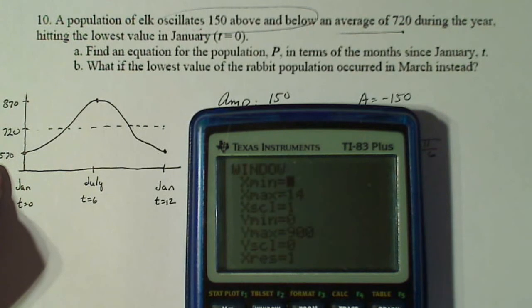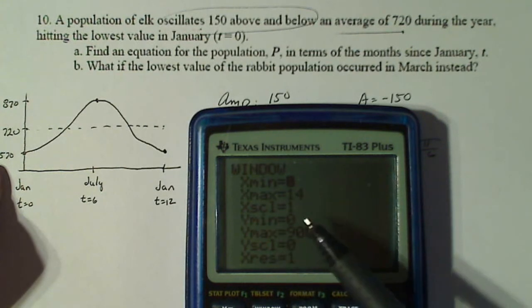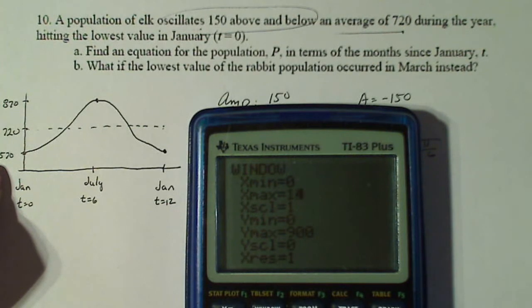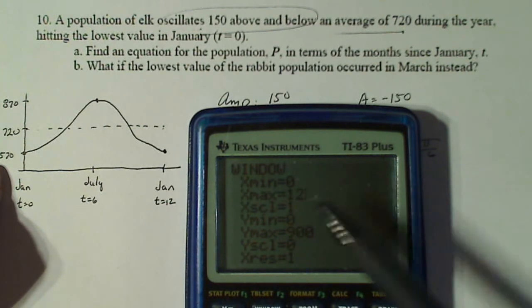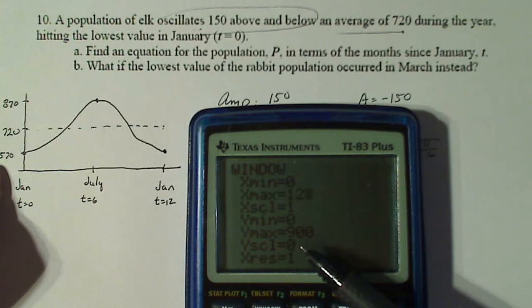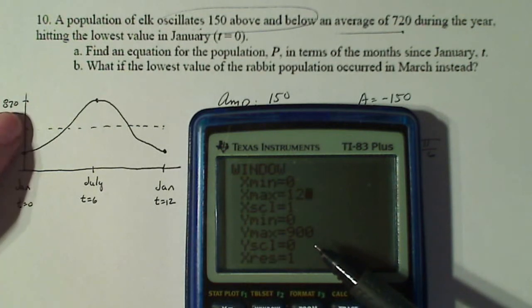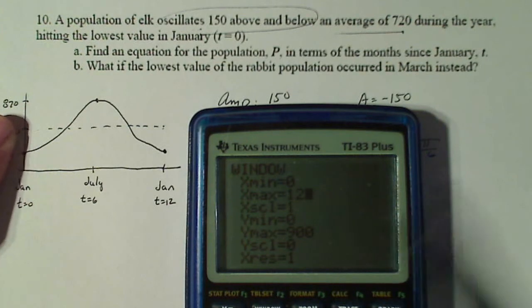So I create my window the same way. I'm going to go from 0 to 14, which is just a little past 12. Well, let's just do 12. That'll be easier here. And then my y min is 0 because I like to see the axes. And I'm going to do 900 as my max because that's slightly bigger than 870.